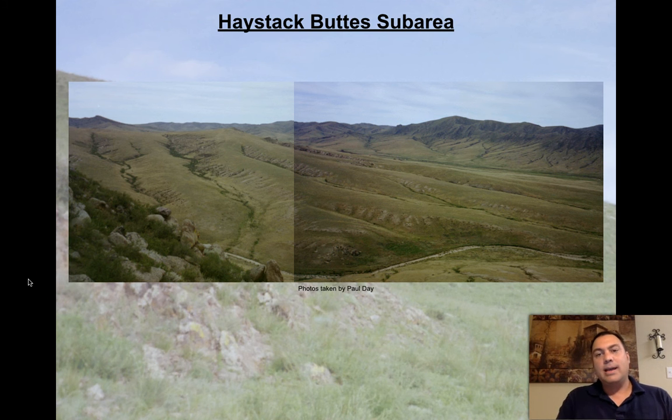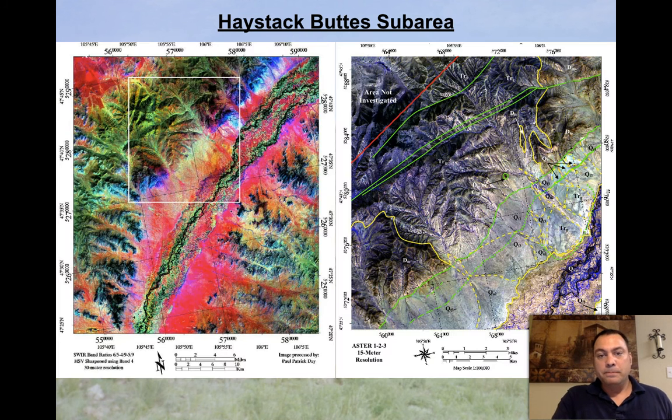Is that a fault contact? Is it a roof pendant? We weren't able to make the determination in the limited amount of time we were out there. But that would be something that surely should be looked at or investigated. One of the issues that we had was that there was so much colluvium covering this, it was really hard to find a definitive spot where you can put your finger right on the contact between these two rocks. So this would be something that should definitely be looked at in the future.